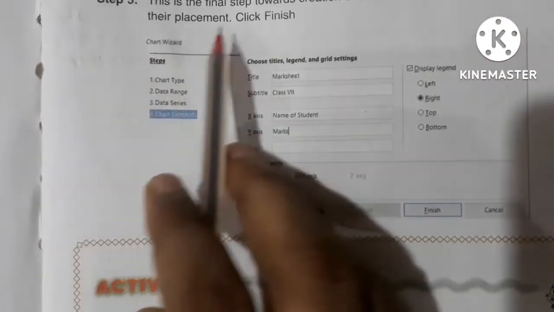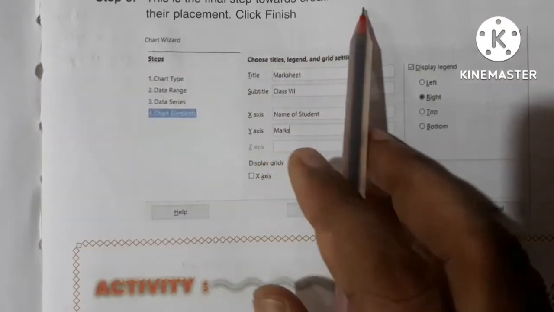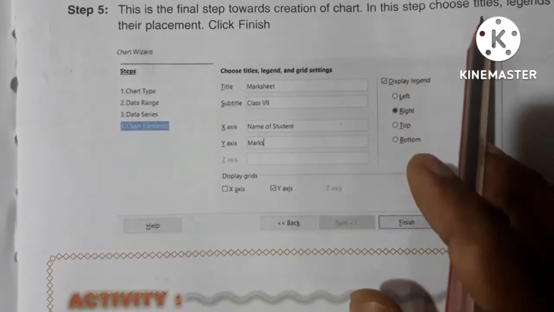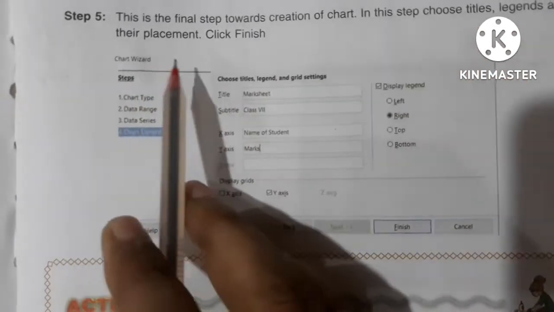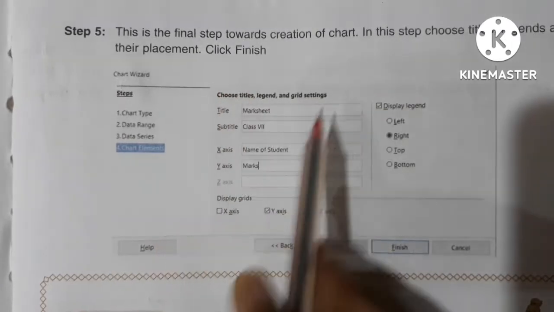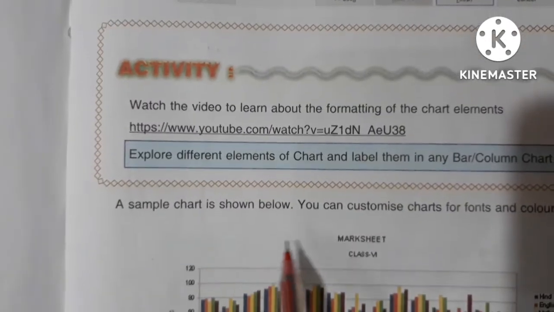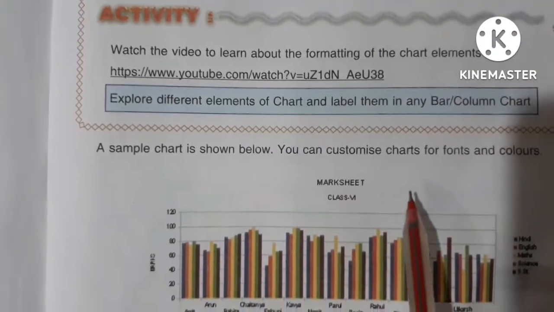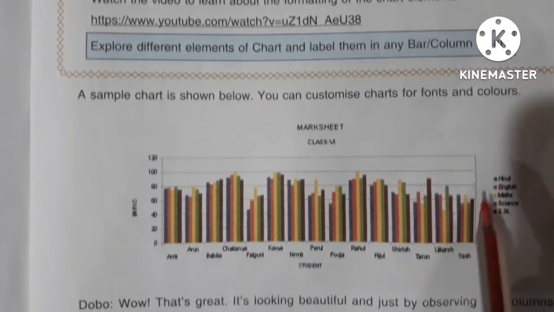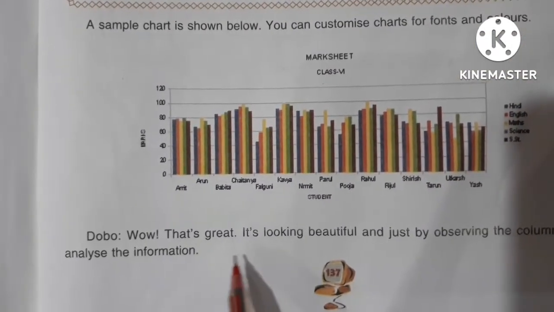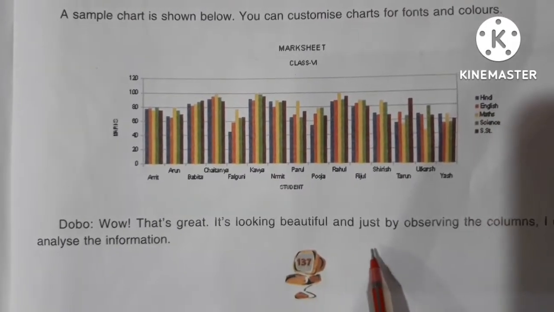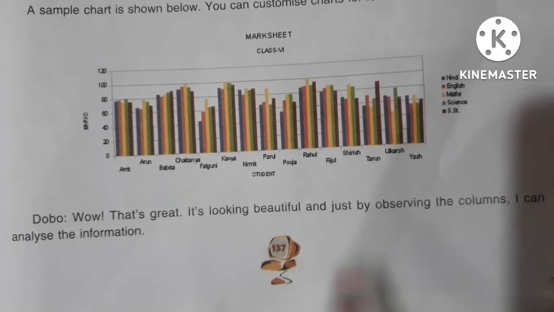Step 5. This is the final step towards creation of the chart. In this step, choose titles, legends and their placement. Click Finish. A simple chart is shown below. You can customize charts for fonts and colors. Oh, that's great, it's looking beautiful, and just by observing the columns I can analyze the information.